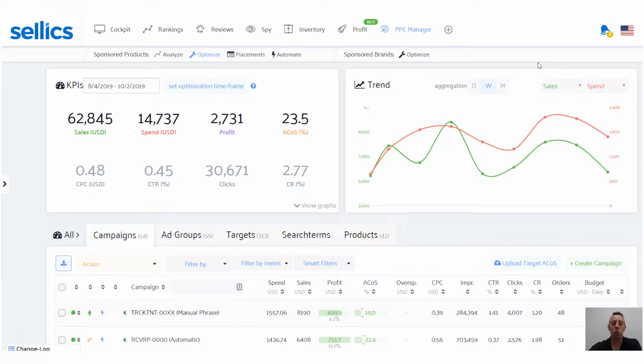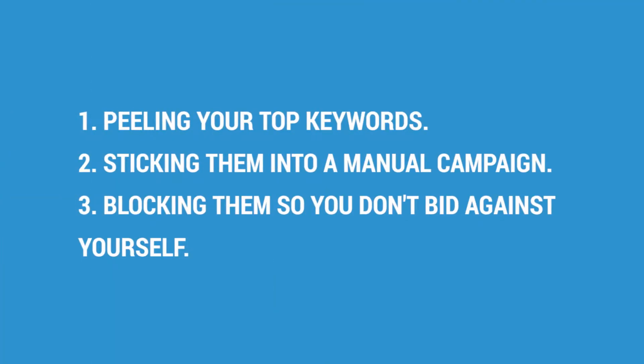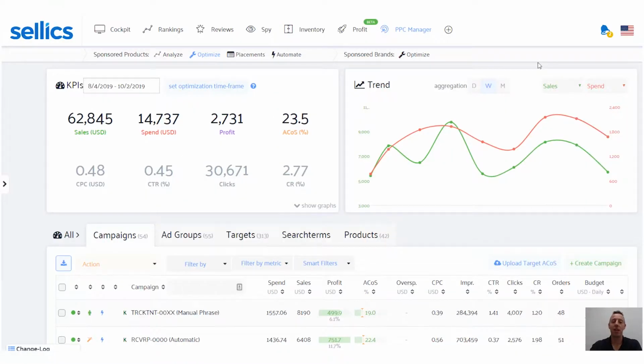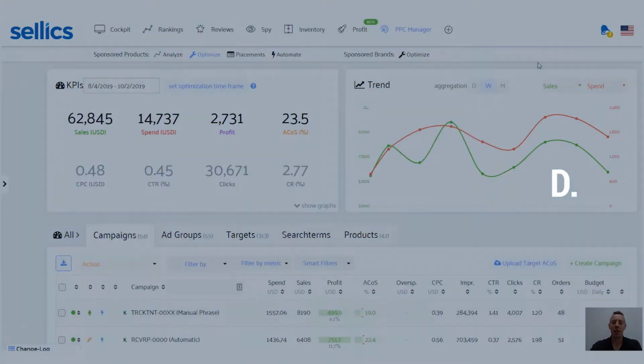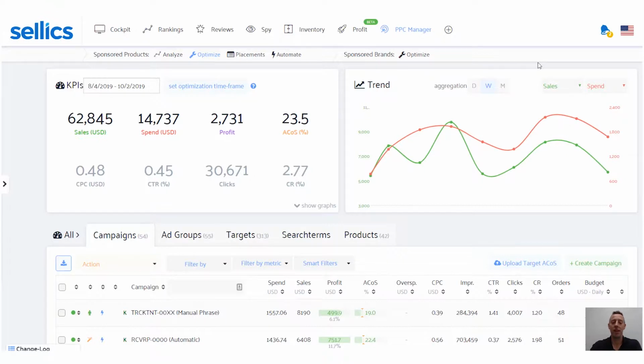Now, in essence, what we're doing with this type of management is that you're peeling your top keywords from an automatic campaign and sticking them in a manual campaign and blocking these top performing keywords in your automatic campaign so you're not bidding against yourself. This is what they call a peel, stick, and block method. Now, Sellics allows you to do all of these things automatically and on a continuous basis while you're sleeping. So let me show you around how we actually set these rules in place within Sellics.